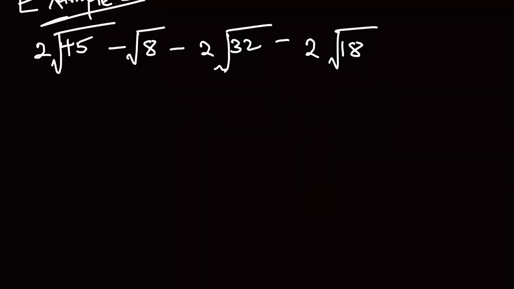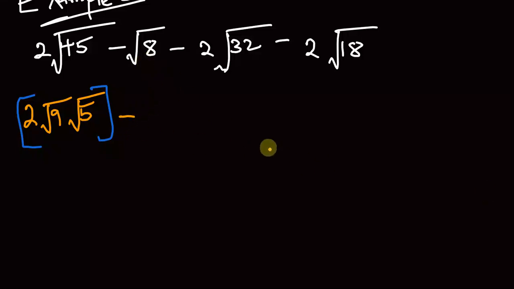We are going to solve this value. We use the same concept we have learned. 45 is inside the root. Which two numbers when you multiply you get 45? 9 times 5. So this is going to be 2 root of 9 times root of 5. This will be the first part. Then minus. Which two numbers when you multiply you get 8? It is 4 times 2. So root of 4 times root of 2. That is our second value.